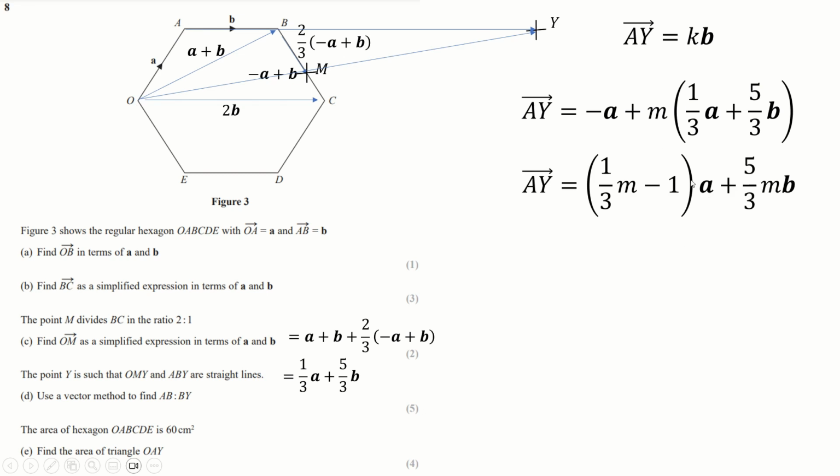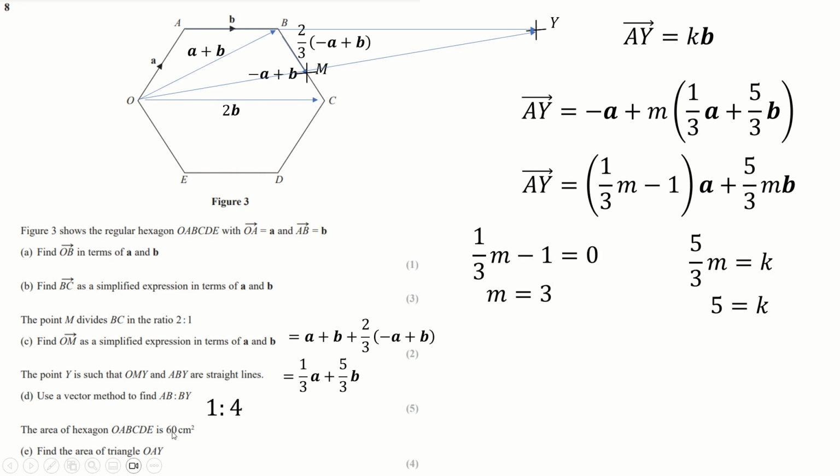Therefore, this thing here, a third m minus 1, that must be 0, because I know AY doesn't actually have any A's in it. So this must be 0, which means I can solve for m very quickly as 3. And then these two things here, 5/3 m and k, they must also be the same. m is 3, which means k is 5. And so therefore, this vector here is 5b. So this is parts 1 to 4, because the total is 5, so it's 1 to 4 there.